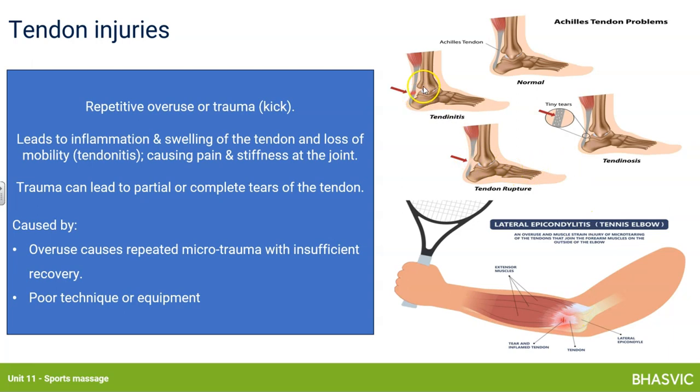The top here shows varying degrees of Achilles damage. So normal, inflammation, tendinitis, and here's a complete rupture. This looks like partial tears, tiny tears, and this is a rupture, which obviously would be very severe and you wouldn't be touching. So again, just something to be mindful of what people might present with.